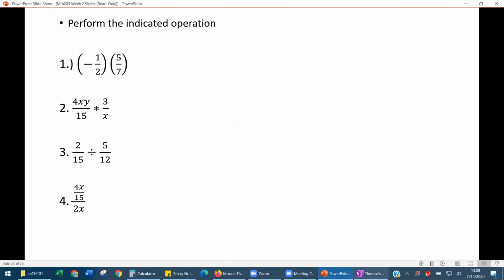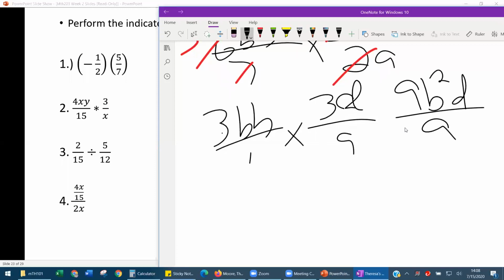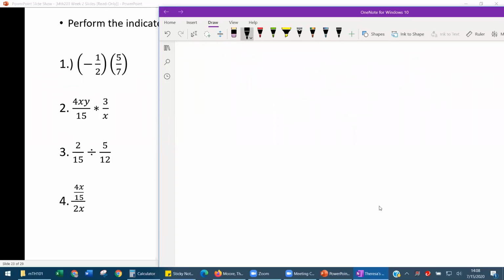Okay, so let's look at these. So let's see, 1/2 times 5/7. There's nothing that'll cancel between the top and bottom, right? There's no common factors. Negative times a positive is negative. 1 times 5 is 5. 2 times 7 is 14.